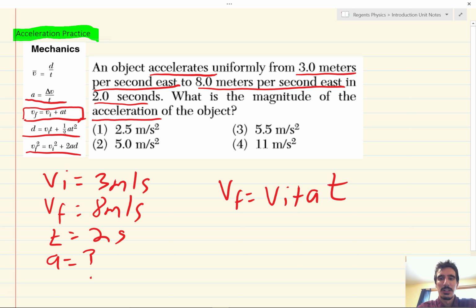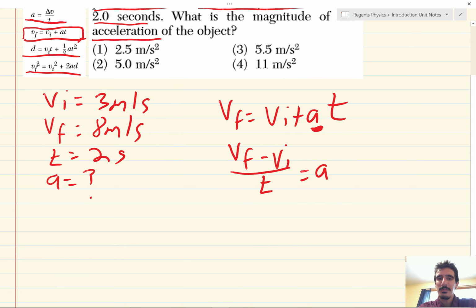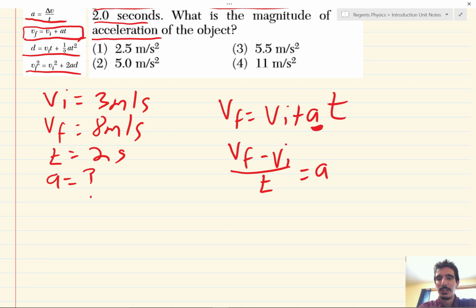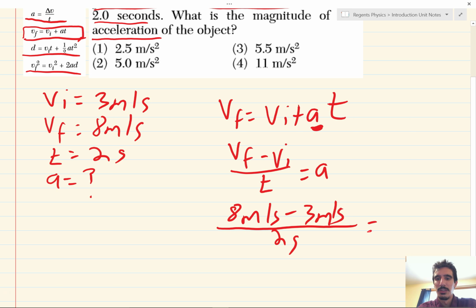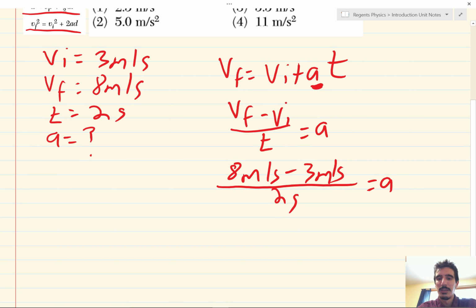And we're solving for acceleration, so we want to get that by itself. We'll subtract VI and divide by T: VF minus VI over T equals A. And then our last step is plug and chug. So VF, 8 meters per second, minus 3 meters per second, all over 2 seconds equals A. 8 minus 3 is 5. 5 divided by 2 is 2.5. So the acceleration is 2.5 meters per second squared.